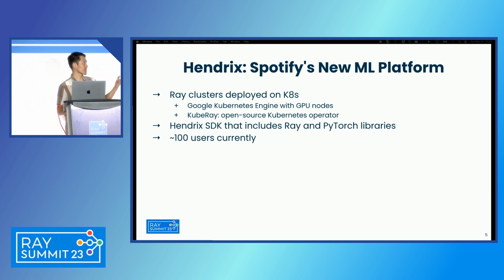And the name of this internal platform is Hendrix. In a nutshell, Ray clusters on the platform are deployed onto Kubernetes, and we also use GCP. So we use GKE, or Google Kubernetes Engine. You've got GPU nodes attached to it. We use the open source Kubernetes operator called KubeRay. And then on top of that, we built a Python SDK that includes Ray and PyTorch libraries. It has about 100 users currently inside the company.